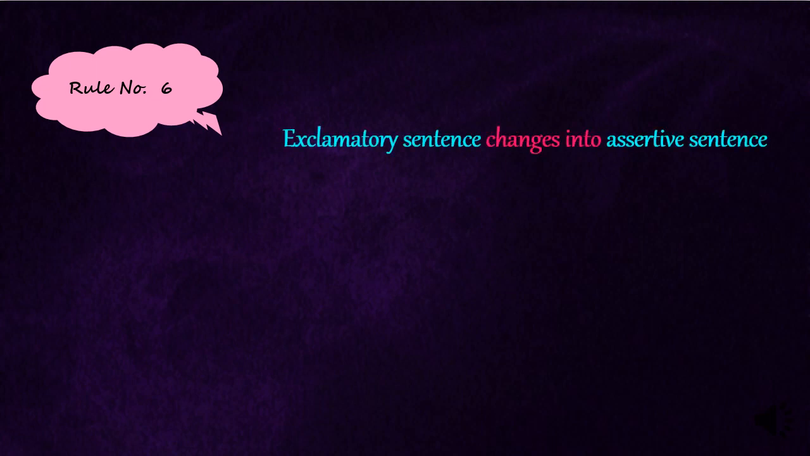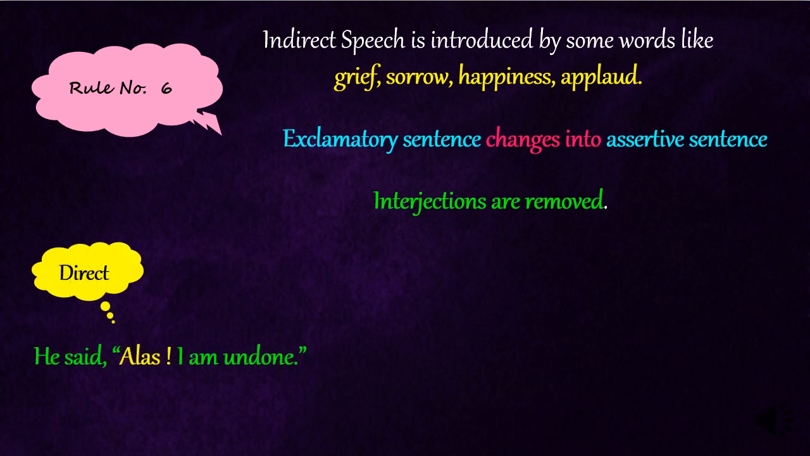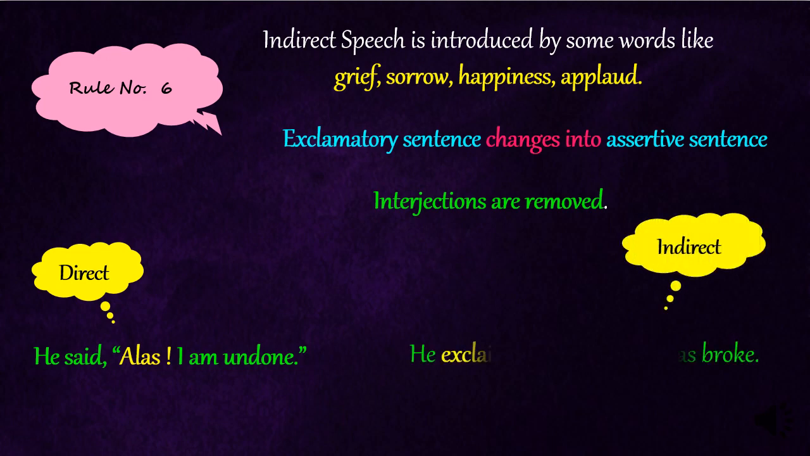Rule number 6. When an exclamatory sentence is given and you need to change it to an assertive sentence, you remove the interjections and introduce words like grief, sorrow, happiness, etc. Now let's assume they give you a sentence like this, which is in direct speech. He said, "Alas, I am undone." Now when you convert it to indirect speech, all that you need to do is remove the comma, open quotes, close quotes, remove the interjection mark, remove the reporting verb "said," and substitute with "he exclaimed sadly that he was broke."